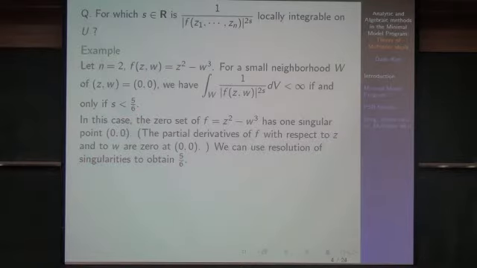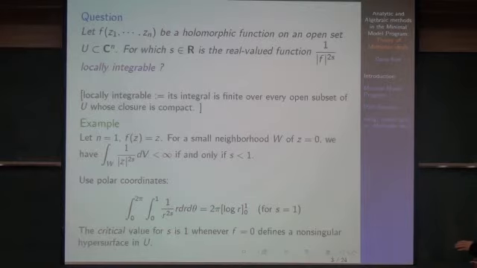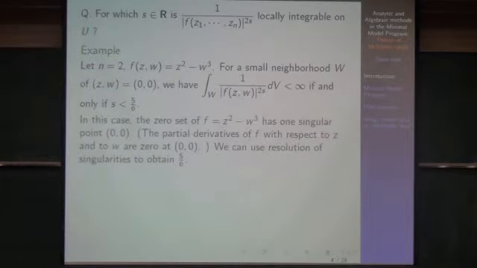That 5/6 appears when you consider the resolution of singularities of this singular curve, or the singular zero set. So you blow up the origin a few times, and then basically you can use the previous situation where you had this non-singular hypersurface. So basically you use this geometry to get this critical value of 5/6.